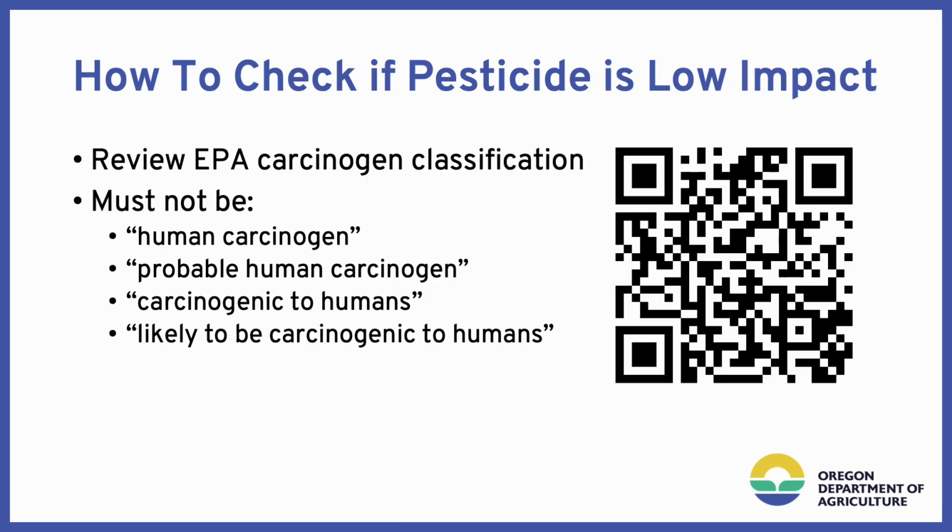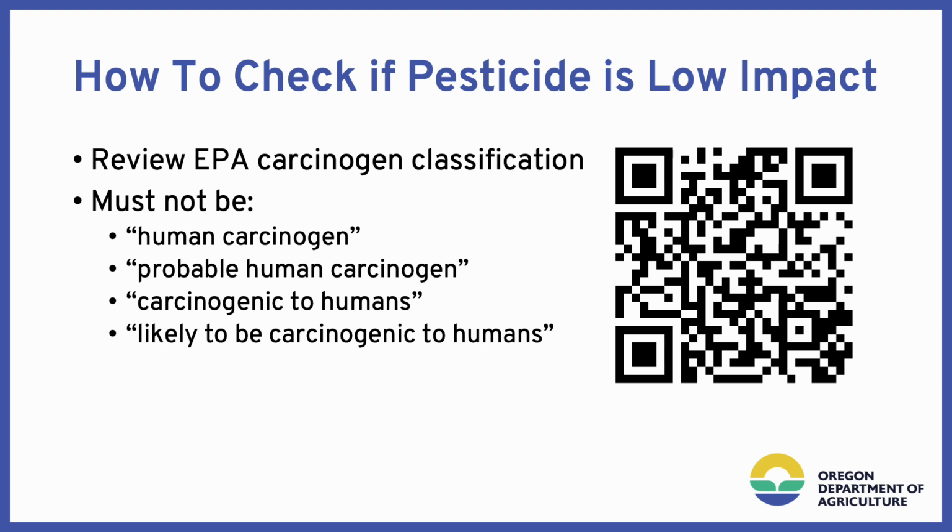To determine the EPA carcinogen classification for a specific pesticide product, we need to locate the product's active ingredient or ingredients. This can be found on the product's label. Once we have identified the active ingredient, we recommend using EPA's overview of chemicals evaluated for carcinogenic potential. We can thank the fine folks at NPIC, the National Pesticide Information Center, for maintaining this list. The list can be found on NPIC's website by scanning the QR code on the screen or in the list of links found below in the video's description.